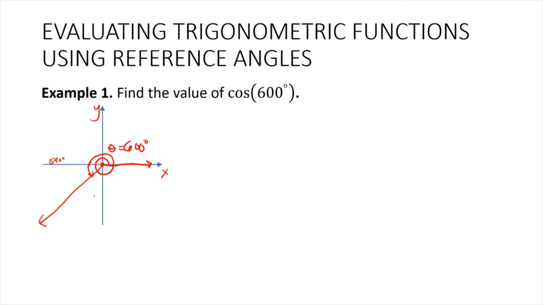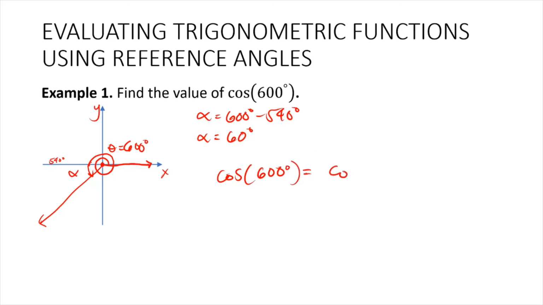And so the reference angle, let's call it angle alpha here, is the difference between 600 and 540, right? So 600 minus 540, and that is equal to 60 degrees. And so cosine of 600 degrees is equal to cosine of the reference angle, which is 60 degrees.